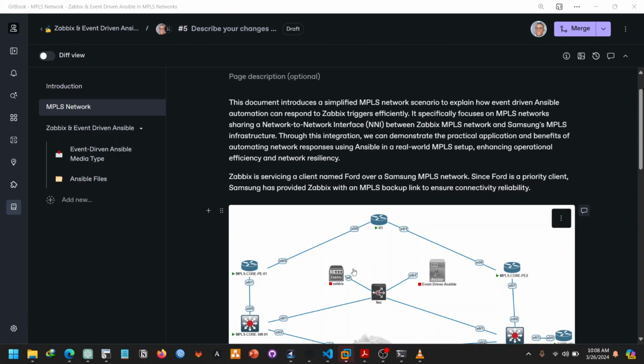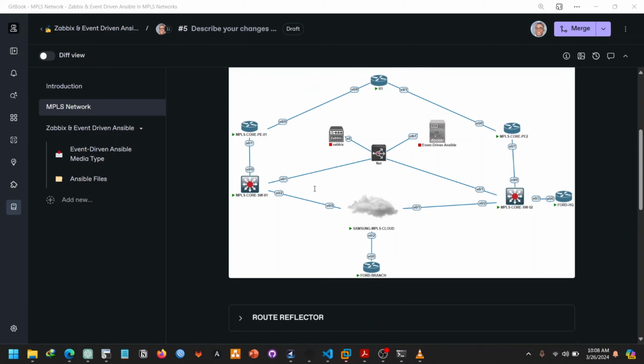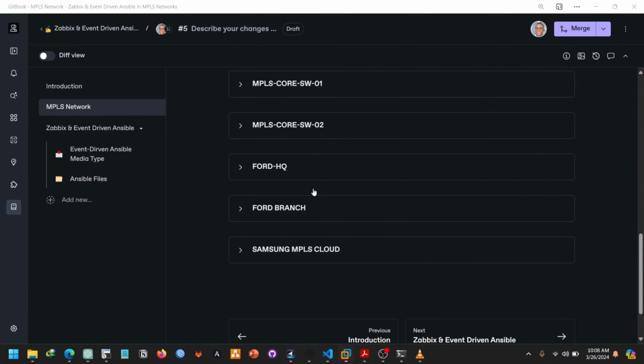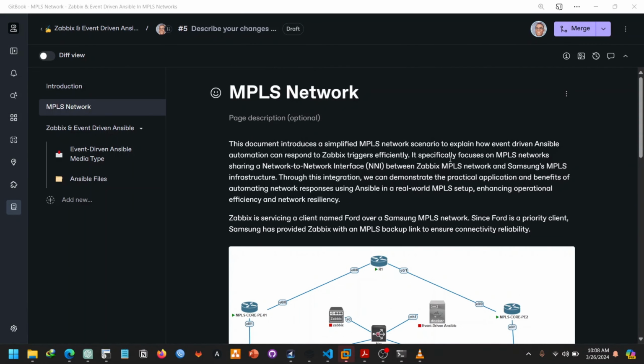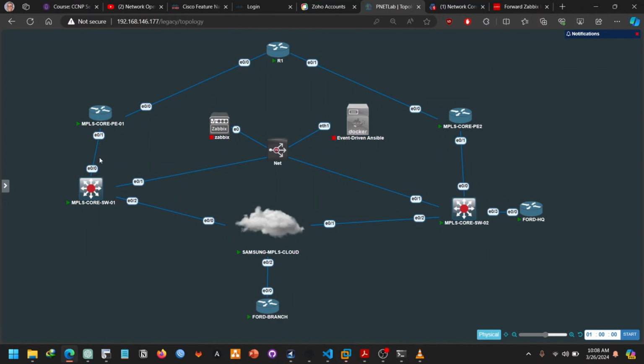Hello, everyone, and welcome to day two of event-driven Ansible and Zabbix for our MPLS infrastructure. So, without wasting much time today, we are looking at the MPLS network. I have a write-up over here. You can read on it, but I'll give a brief description of the network that we have.